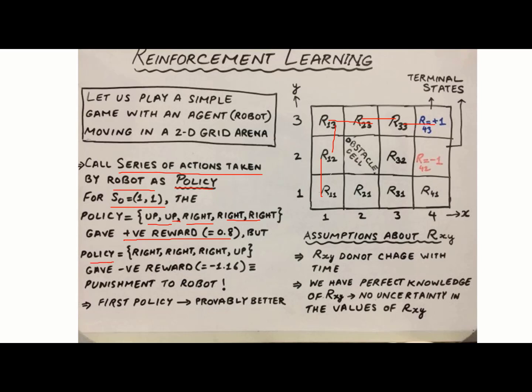The other policy was the robot moved to its right, again right, and then it went up, where the accumulated reward was negative, minus 1.16. You can consider this negative reward as a punishment the robot has seen. So apparently, if you compare the 2 rewards, the first policy is probably a better policy because it is going to give us a positive reward.